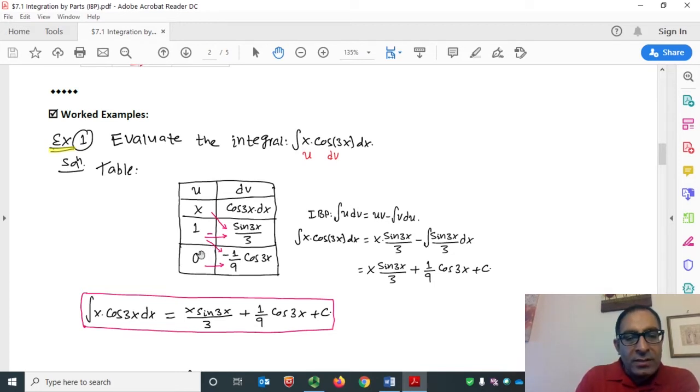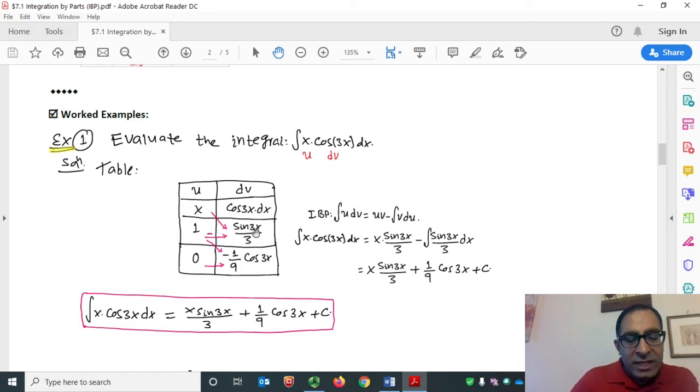So here I have one more row on my table. If I keep on continuing taking derivative under the u column, then the derivative of 1 becomes 0. Keep on taking integral under the dv column, so the integral of 1/3 sine 3x becomes negative 1/9 cosine 3x. So that means this term's integration turned out to be this term, right? So minus 1 times minus 1/9 is plus 1/9 cosine 3x.